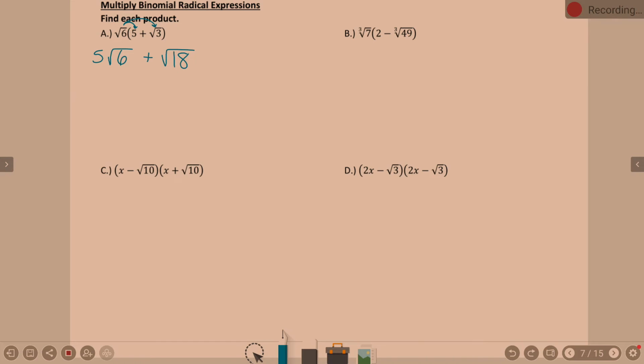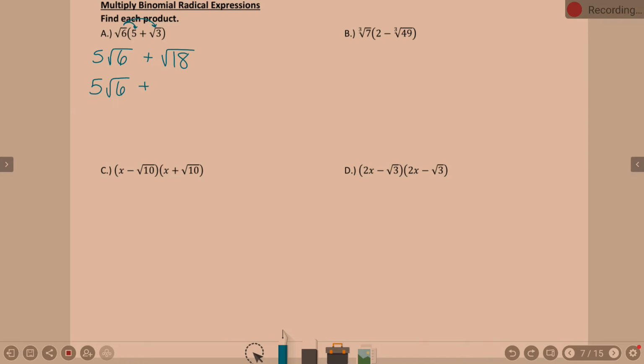So, let's see. Square root of 6. Can I do anything with square root of 6? No, it can only multiply 2 times 3 to be 6, so that isn't helping. So 5 square root of 6, I'm just going to carry down because I'm looking ahead. Square root of 18. Is there a perfect square in 18? 9.